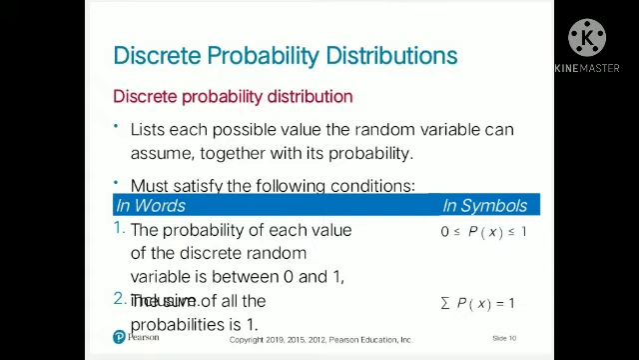Discrete probability distribution. List each possible value the random variable can assume together with its probability, and must satisfy the following conditions. The probability of each value of the discrete random variable is between 0 and 1. The sum of all the probabilities is 1.